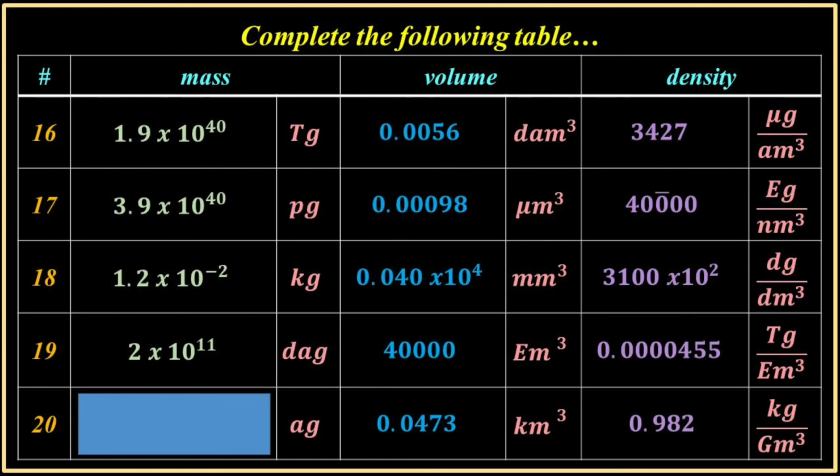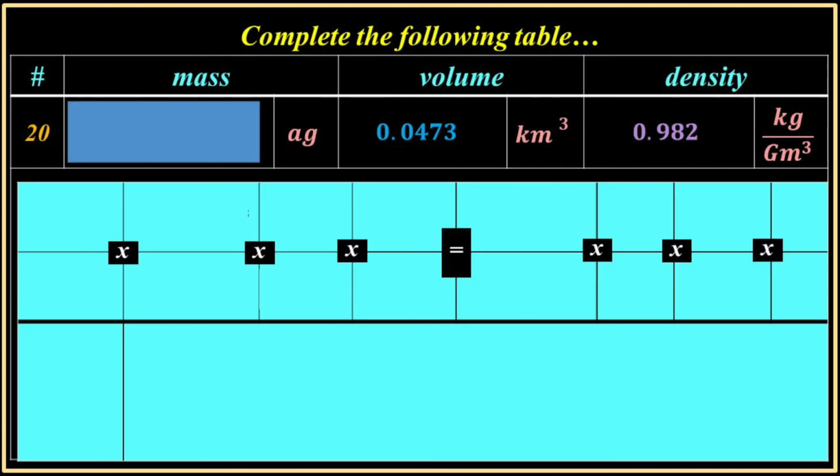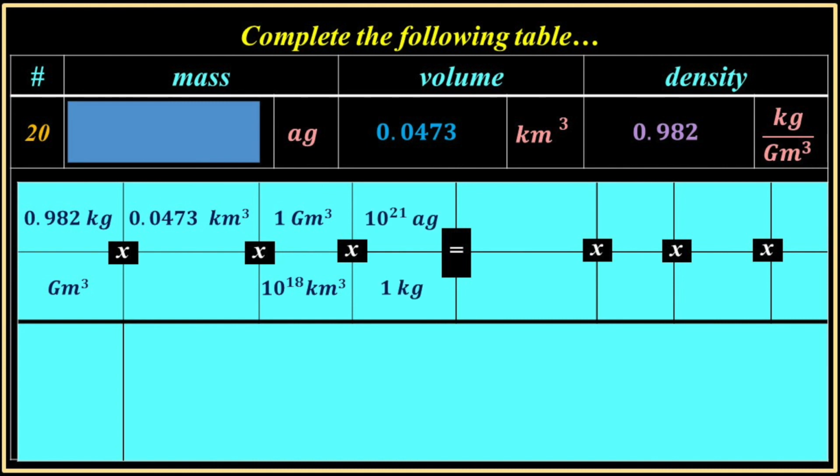All right, how did you do? The last one is I'm looking for mass. So set things up. It's going to be density times volume. There's my density. And don't forget, you've got to cancel everything so you're left with attograms. So you want to get rid of all your volumes. Make sure they all cancel. And change your mass to attograms.